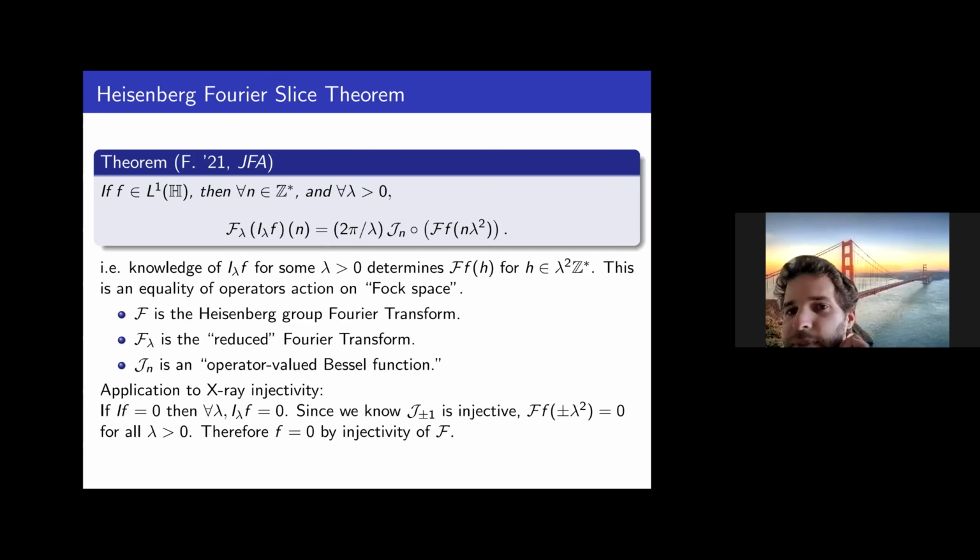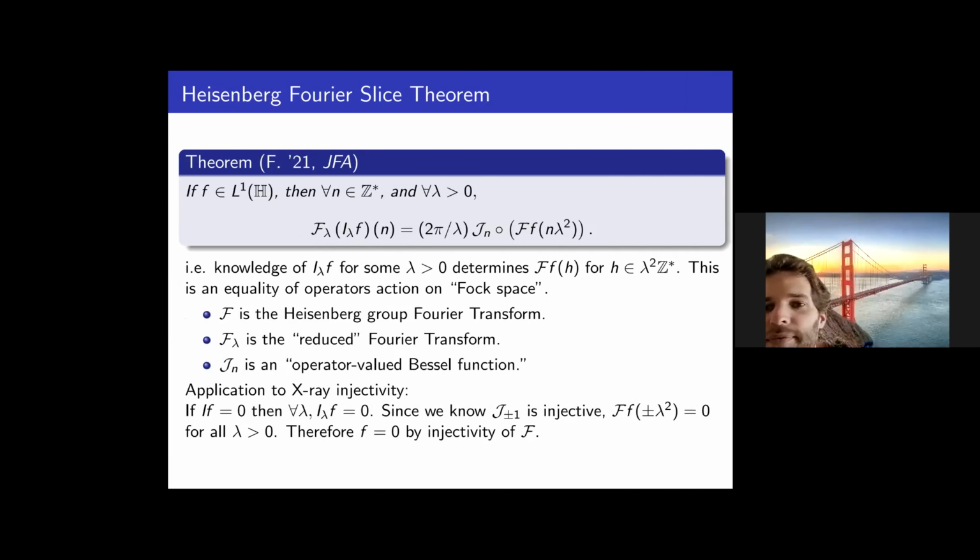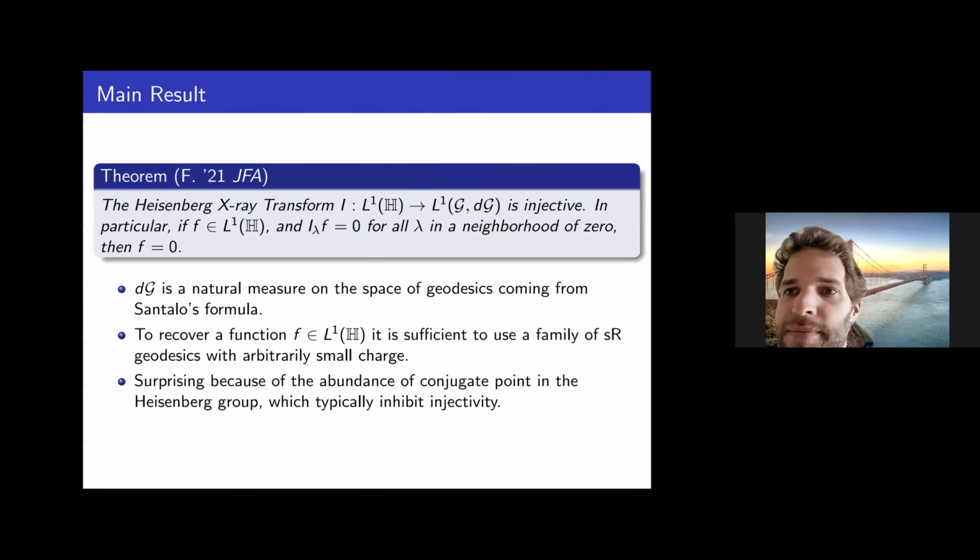Sorry, can I ask a question? Of course, yeah. Can you go back one slide, please? So you said that if E lambda is 0 for lambda in the neighborhood of 0, then f is equal to 0, but it is not enough to ask that E lambda of f is 0 for lambda equal to 0, right? Yeah, it's not enough for lambda equal to 0.